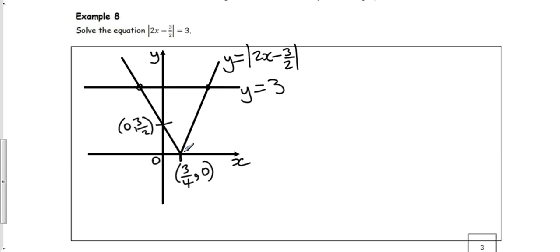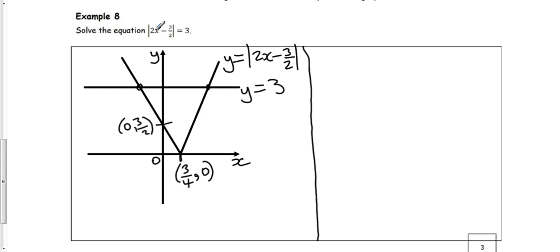Now we could write down two equations by looking at this graph and considering whether the graph has been reflected or not reflected. However, I'm going to use a slightly different method. It's the same maths in the end, just a different way of thinking about it. I'm going to look at what's inside the modulus signs and think about what does it equal.